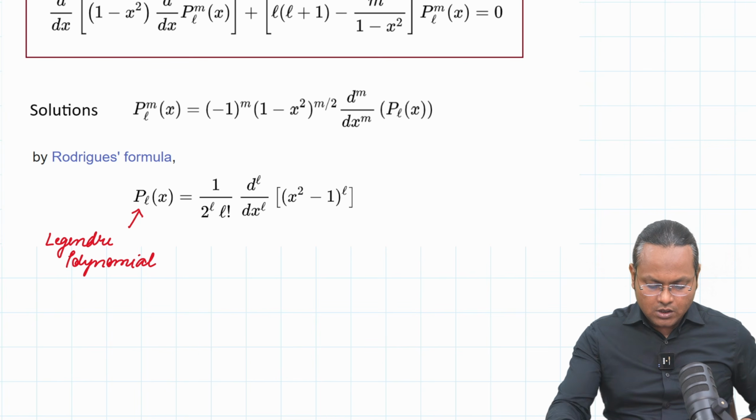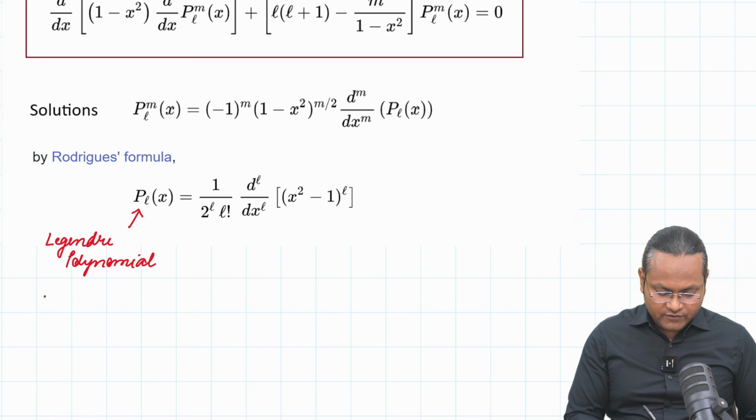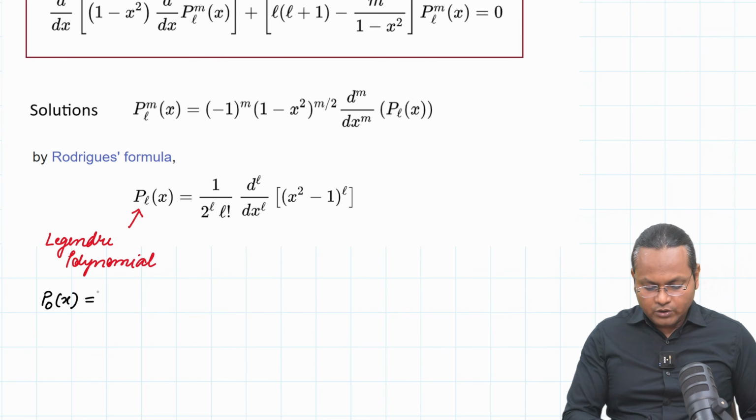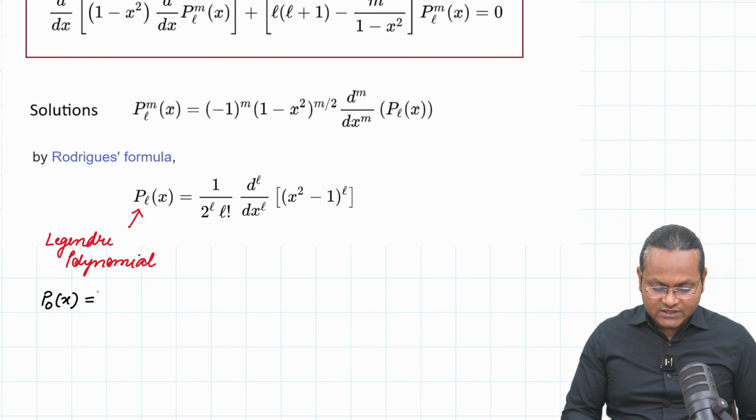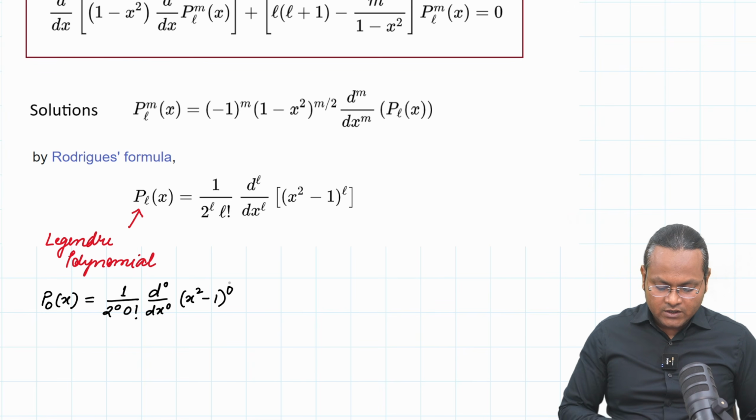So let us take a look. What would be the different polynomial solutions for the Legendre polynomial? If I choose, let's suppose, P0(x), where L is equal to 0, then of course this ends up becoming 1 upon 2 to the power 0, 0 factorial, d to the power 0 by dx to the power 0 of (x square minus 1) to the power 0. So there is no derivative. This is 1. The 0 factorial is 1. 2 to the power 0 is 1. So you end up getting 1.